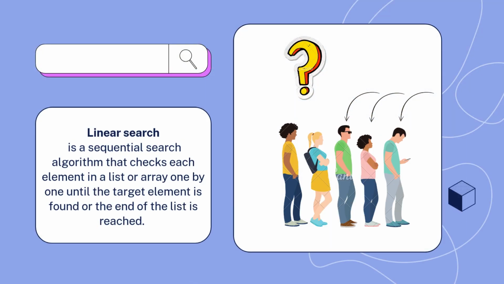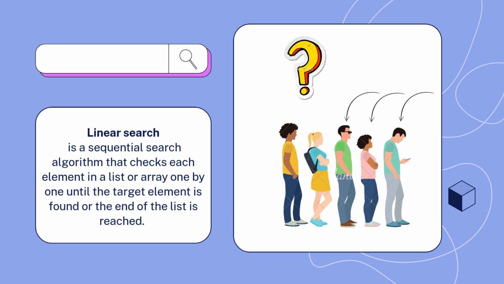Now, linear search. So basically, at first, we need to know what a search is. Suppose you cannot find an object, you search for it and find it, as simple as that. In the case of linear search also, linear search is basically a sequential algorithm that checks each element in a list or an array one by one until the target element is found or the end of the list is reached.